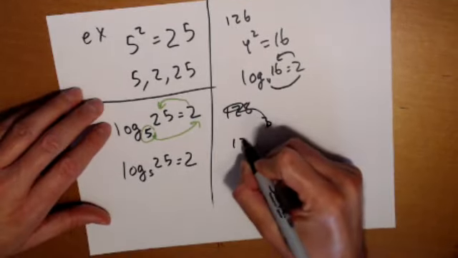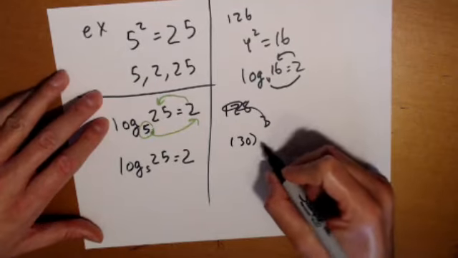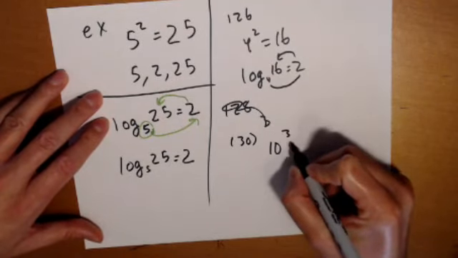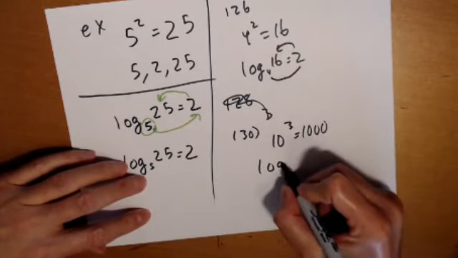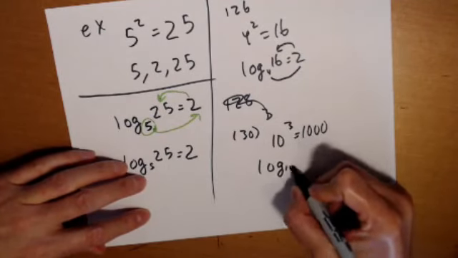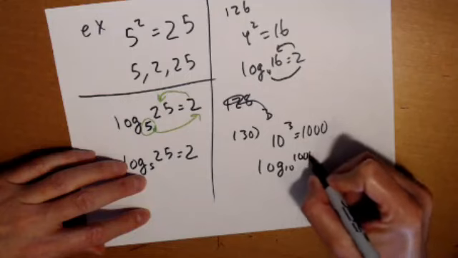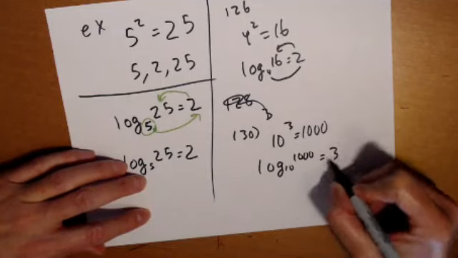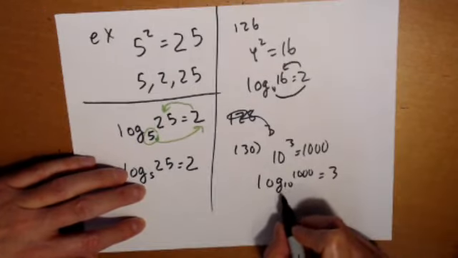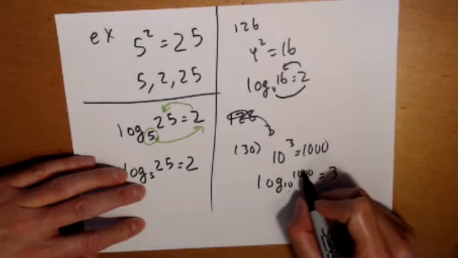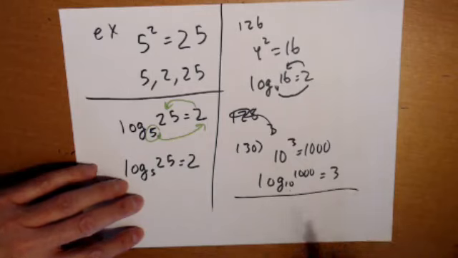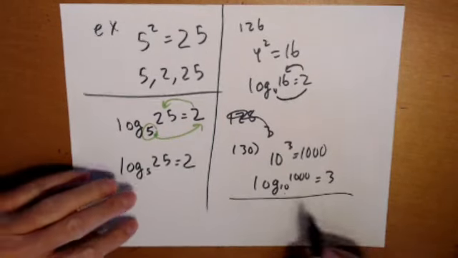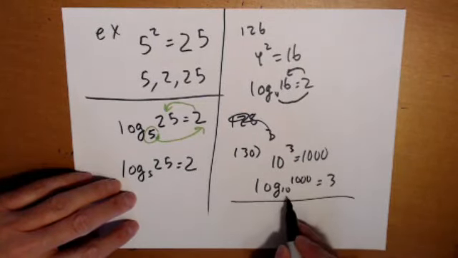130. Okay, 130 is interesting. 10 to the third is 1,000. So put the word log base 10 of 1,000 is 3. 10 to the third power is 1,000. Ta-da! Now, just to confuse things, log base 10 is so popular, right?